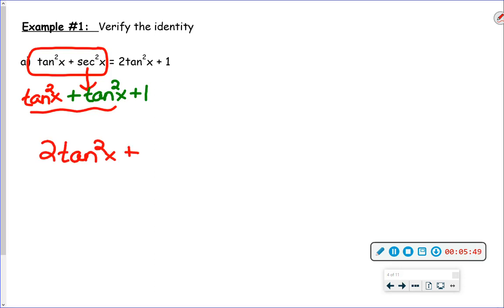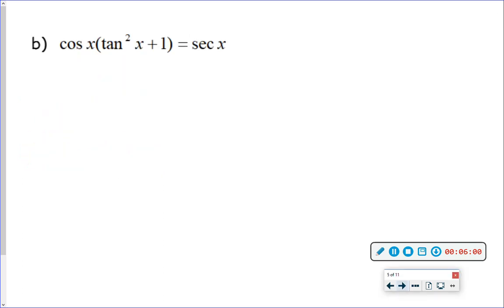Now, I'm not saying you can't do it if you start on the right side. It's just every process is different. There's more than one right way to do it. It's however you want to start it. I thought the left looked a little more complicated, so that's why I chose that one.